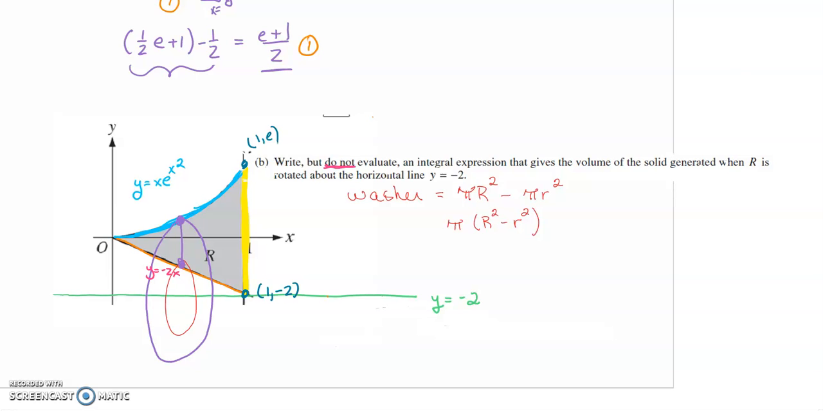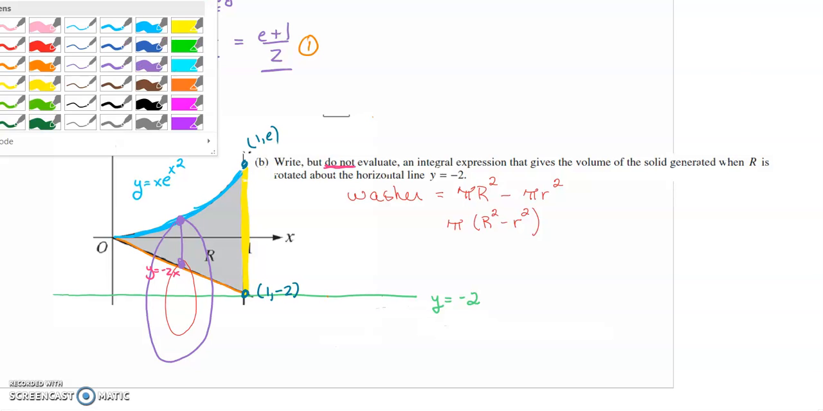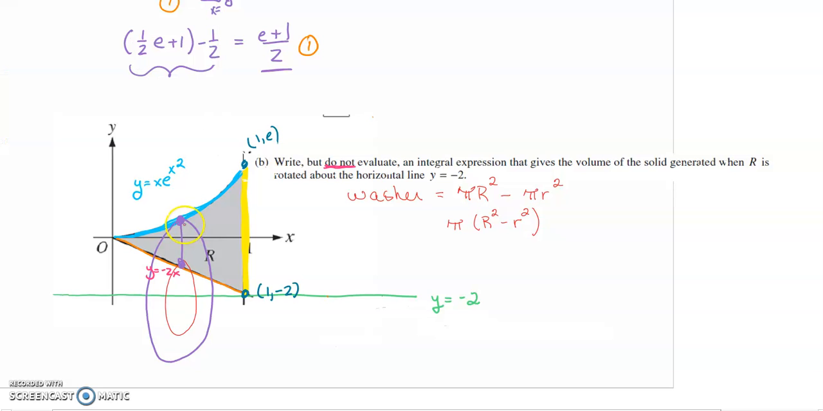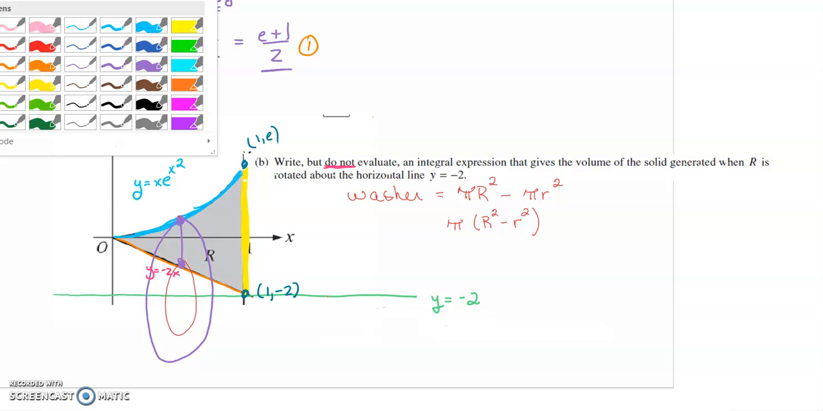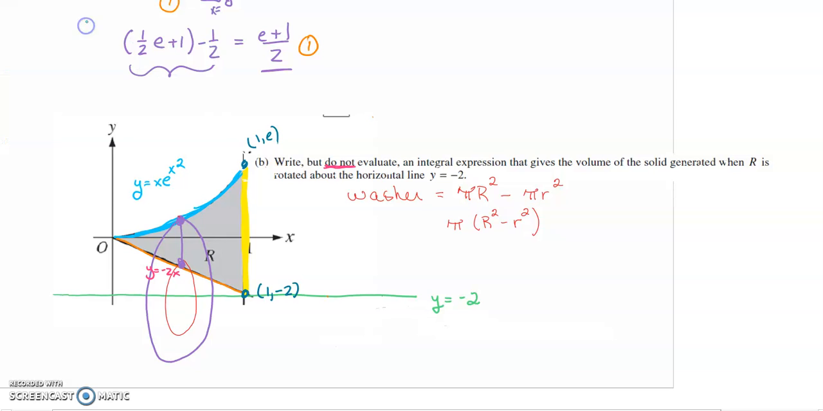So we need to find the big radius. The radius is always drawn from the point furthest away from the axis of revolution. Let me think of a bright color here. So this point right here touches the axis, so this is my big R. Top minus bottom, since we're revolving around a horizontal line, and my thickness is dx. So big R is x e to the x squared minus that axis of revolution.